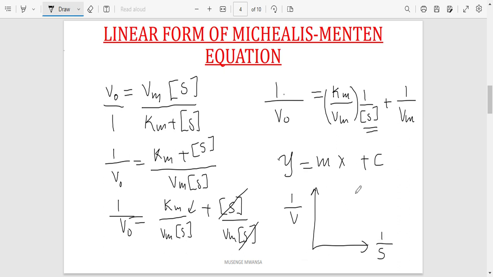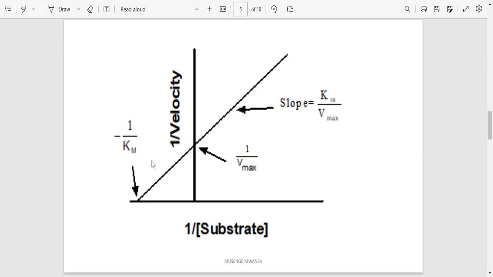That is going to be a linear graph. And then what we're able to see here will give us a gradient. So if we have got a line like this one, if we find the gradient of this line, then that gradient is going to be equal to Km over Vm. And then the y-intercept C is going to be 1 over Vm, which is this point. So that is what we are able to tell from the linear form of the Michaelis-Menten equation.